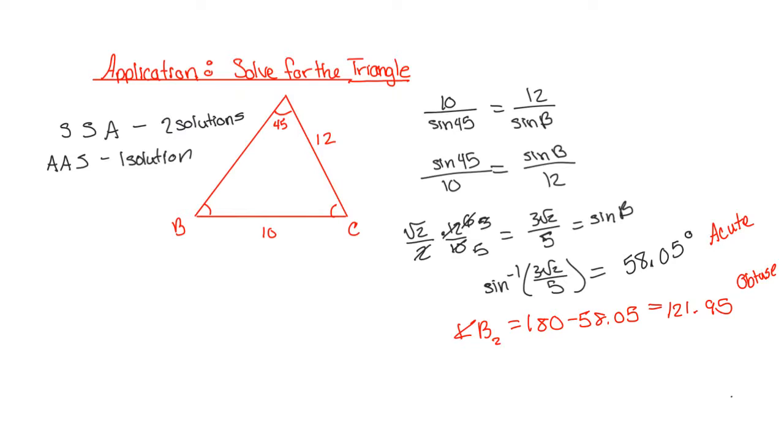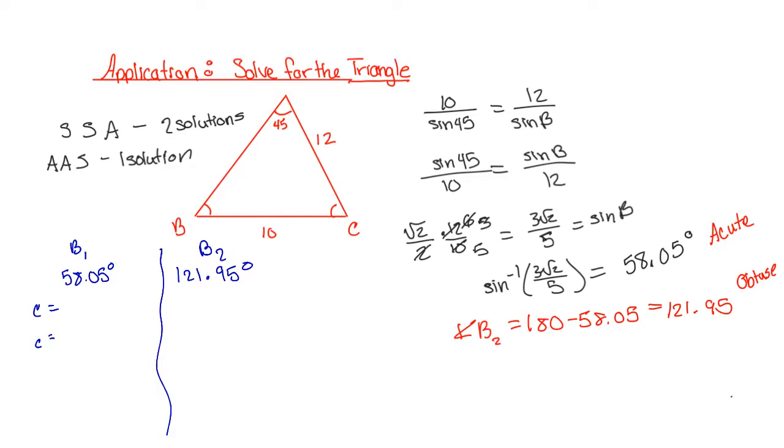All right, so it says solve for the triangle. So the triangle is that you have to find all three pieces of information that are missing. So now we found what angle B can be equal to. So we'll be like B1 and B2. This would be 58.05 degrees. This is 121.95 degrees. Then we also have to be able to find our C value and also our length of C.